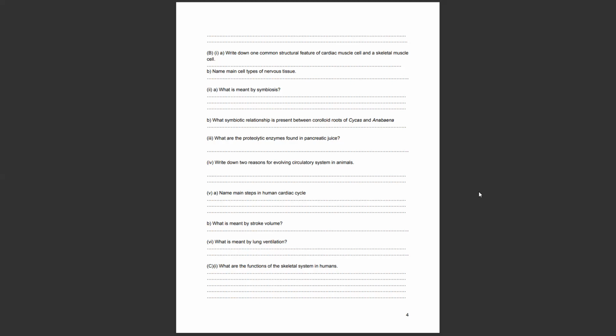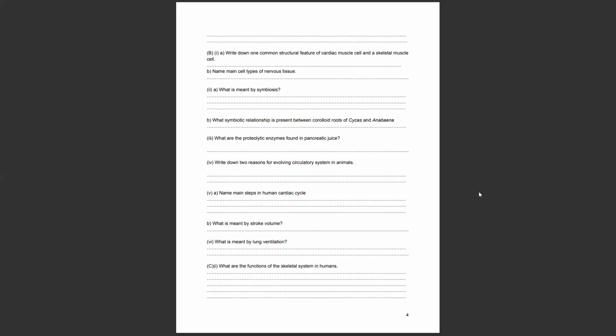Roman number 4. Write down 2 reasons for evolving circulatory system in animals. As organisms increase in size and complexity, the amount of materials moving in and out of the body increases. Therefore, diffusion is not sufficient to transport materials throughout the body. So, as a result, the circulatory system evolves. If not, you can write the distance that materials have to be transported within the body increased. Or many cells are not in direct contact with their external environment. Or high energy requirements of organisms. Give 2 marks for any two correct answers.